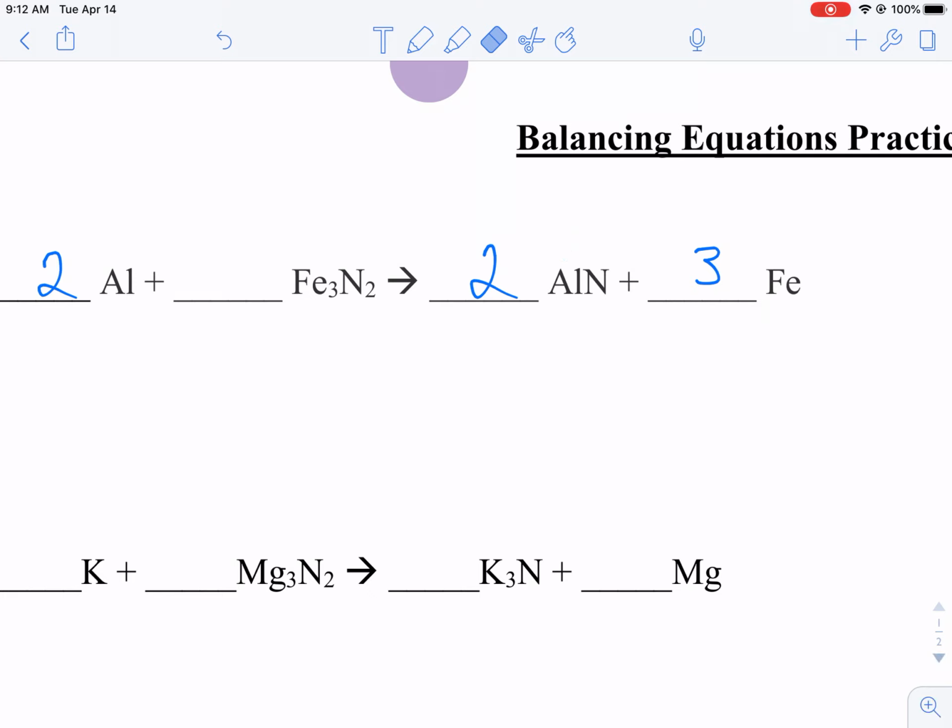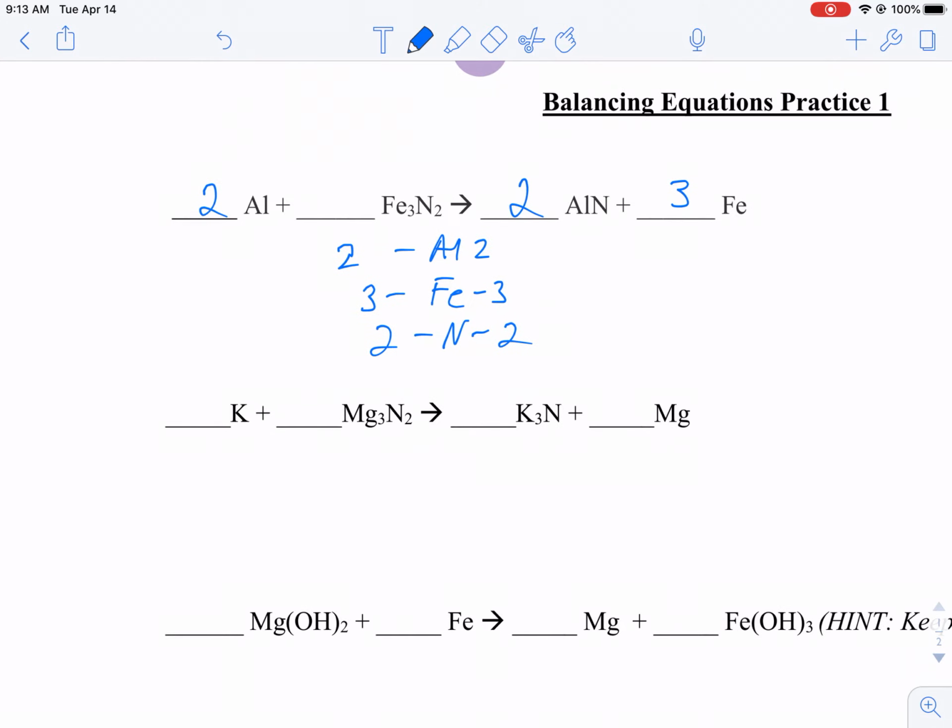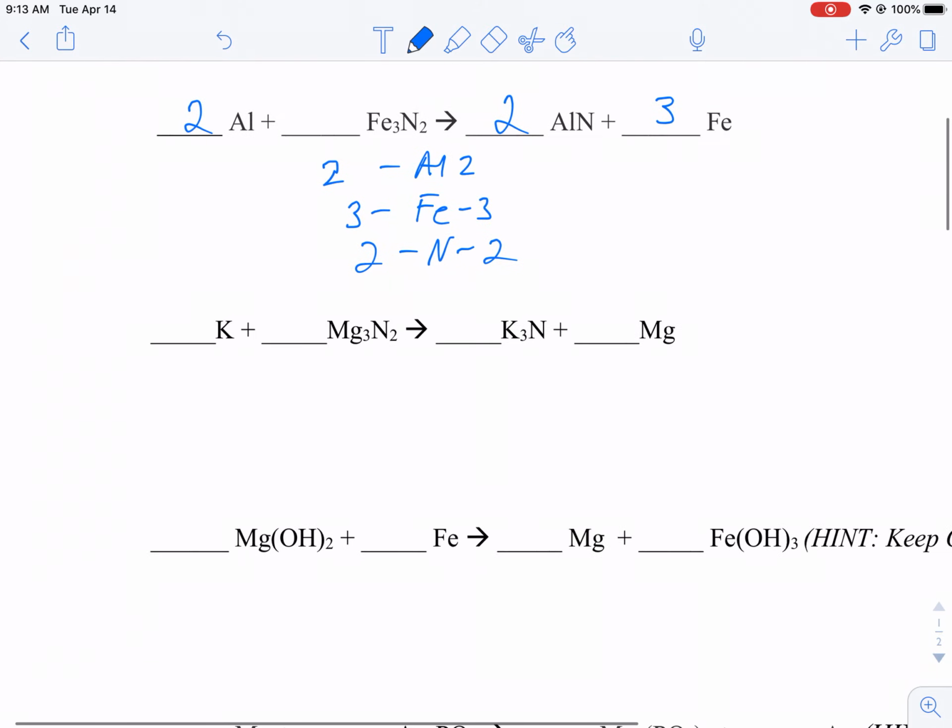Now if I take a look and I do the inventory, my aluminums are going to be 2. My Fe's are going to be 3. And my nitrogens are going to be 2. So that one is balanced. Let's go to the next one.